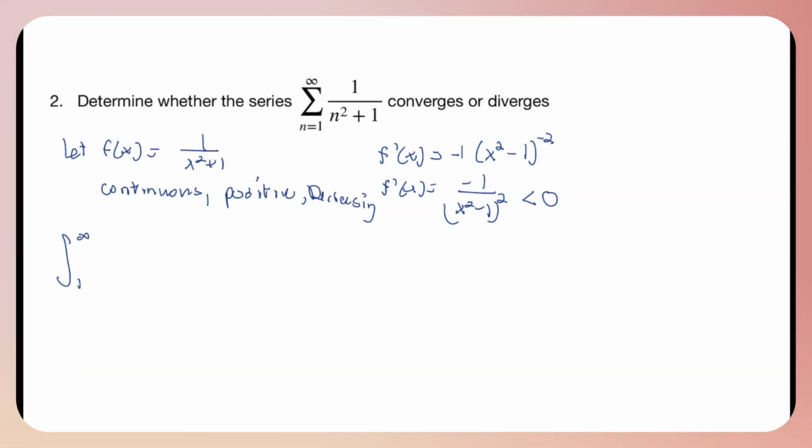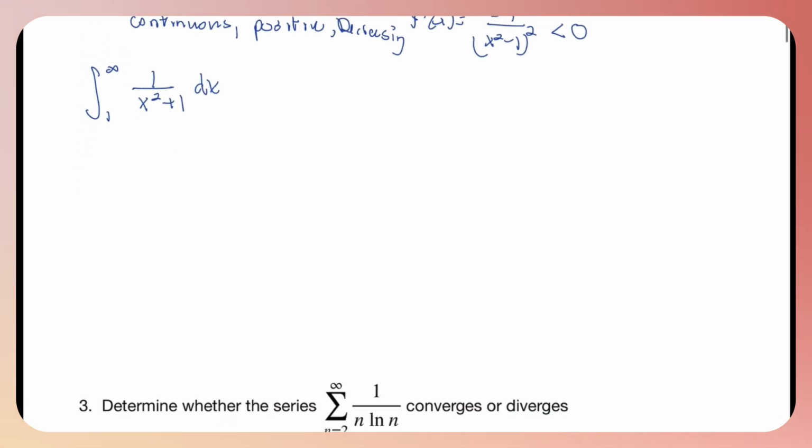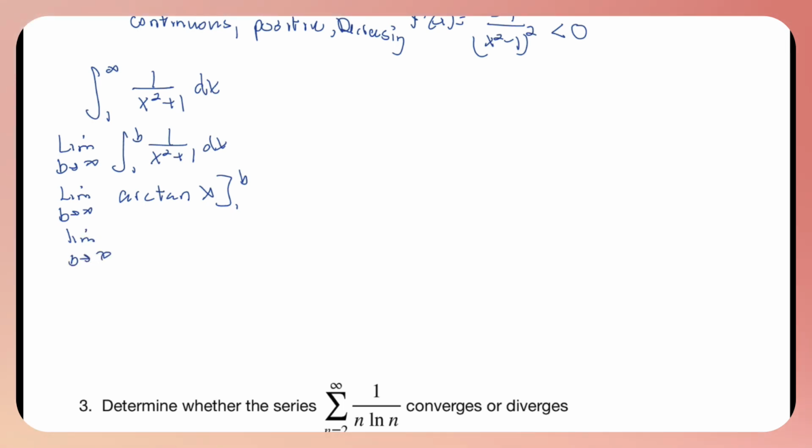So now I just need to find my integral from 1 to infinity of 1 over x squared plus 1 dx. So that's the limit as b goes to infinity of the integral from 1 to b of 1 over x squared plus 1. Hopefully by now you're recognizing that as our inverse tangent function. So that's the limit as b goes to infinity of our arctangent of x, evaluated from 1 to b, which is the limit as b goes to infinity of arctangent of b minus arctangent of 1.